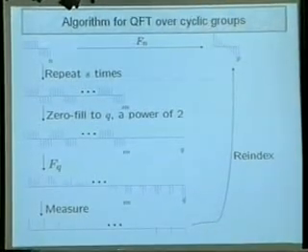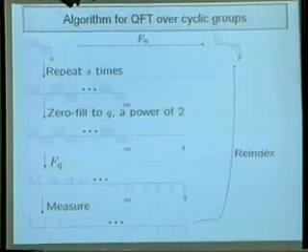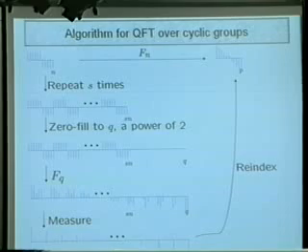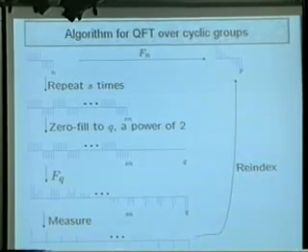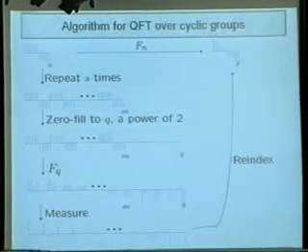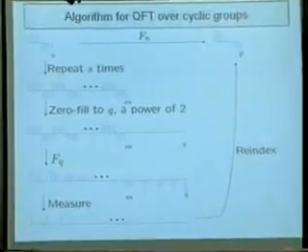So the top line is what we're after up here. We want to compute the Fourier transform of an arbitrary superposition. And the way the algorithm works is down the left-hand side. So we start off by repeating s times. So now we have the superposition repeated. These are just simple manipulations.